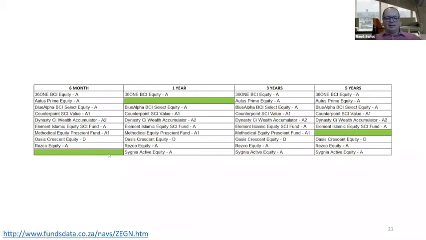And then the Sigma Active Equity, again, to be in five, three, and one years and then just drop out over a six-month period, I thought, nah, that's unfair. So I decided to stop here. So you can see one, two, three, six, nine, ten. There's ten funds. Let's just go over three years because that's where they all are. So there are ten funds.